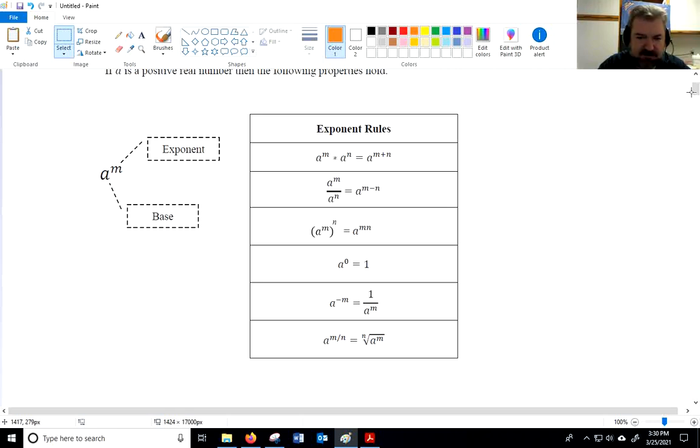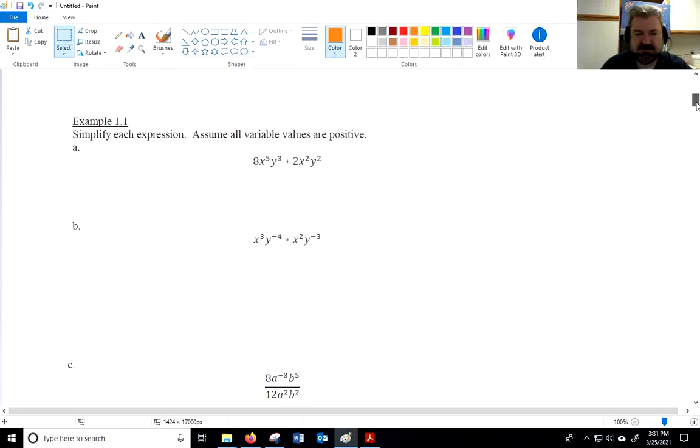And here, this might be a new one for some of you. A to the m over n is a radical expression. So fractional exponents, rational exponents, are actually radicals, where the numerator is the power on a and the denominator is the root index. All right, let's take a look at some examples.